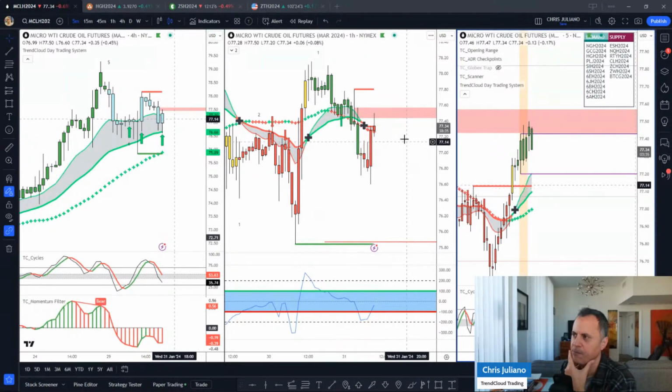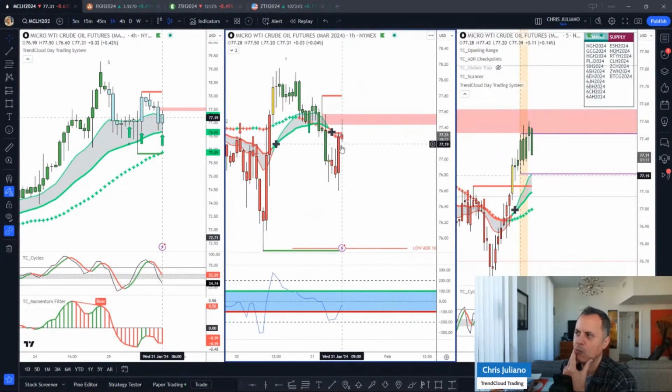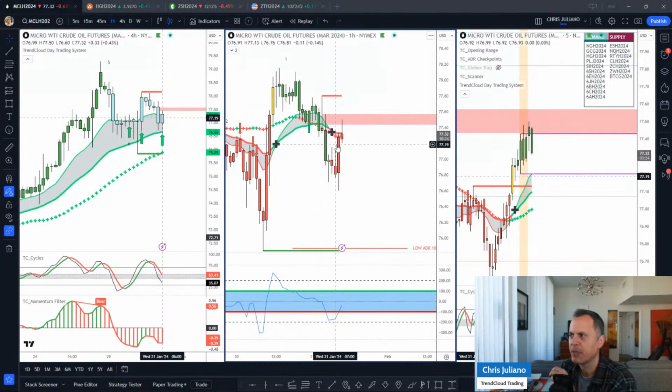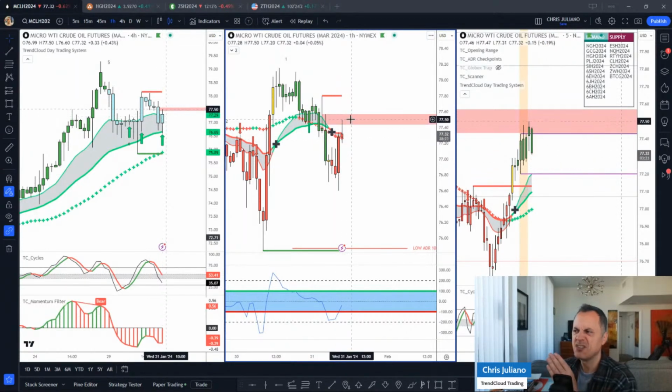Good to see you. This type of 1-hour trend where you've got the trend cloud is red, you've got a crossover to the downside, but price is still breaking above the 50.